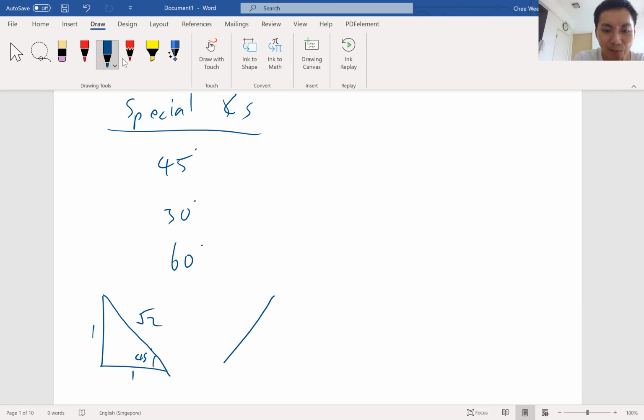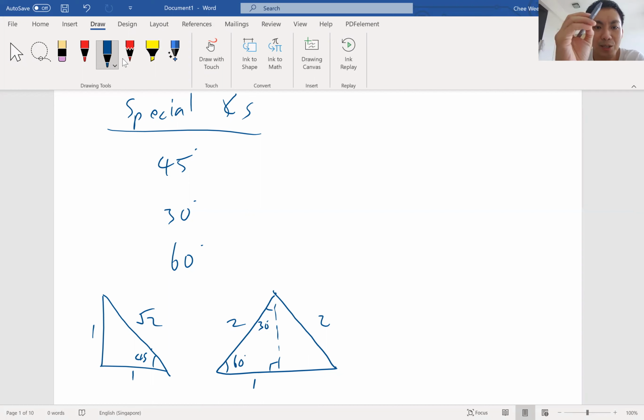Or alternatively, you have an equilateral triangle of sides 2. Equilateral triangle, so this must be 60 degrees, and this is 30 degrees then. From these two triangles, you can infer sine, cosine, tangent of 30, 60, and 45 degrees. Following which, we have a new set of measurements called radians.